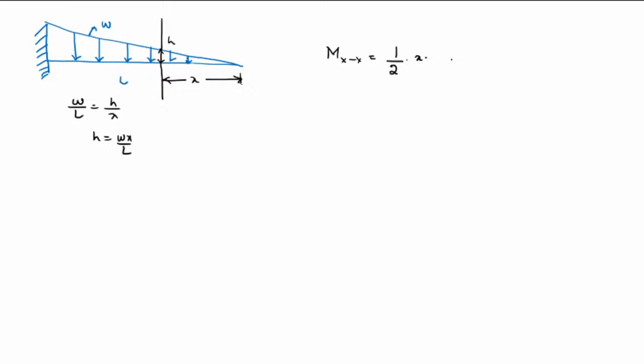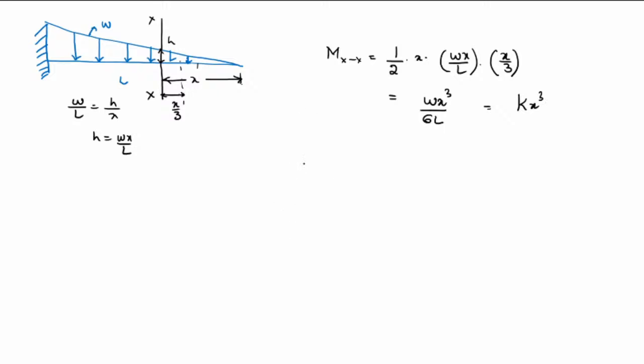So this is of the form WX by L into centroid of this, about the section XX. The centroid will be here, which is X by 3 times. So this is of the form WX cube divided by 6L. So W by 6L is constant, constant into X power 3, right?